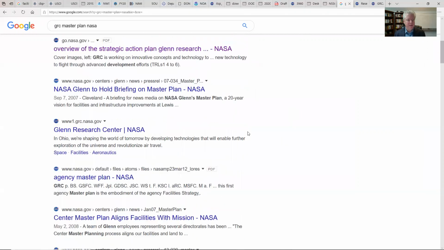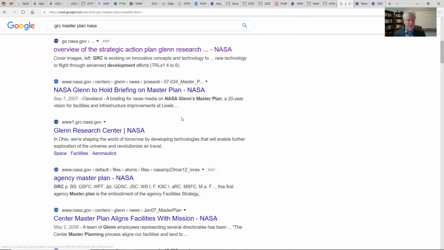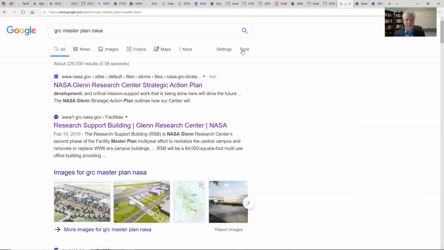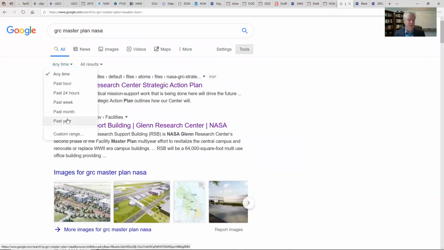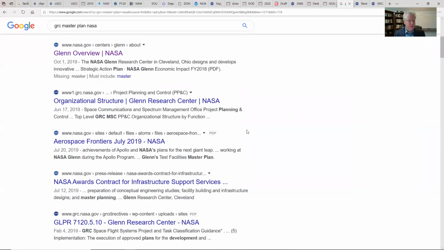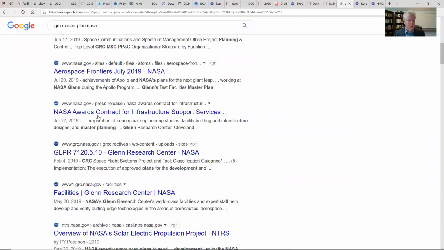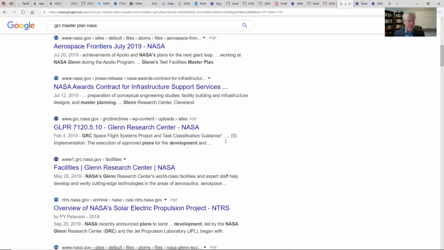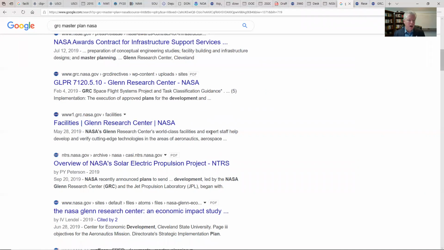So a lot of this stuff, like I'm going in, this is a little old, 2007, right? So I got to come up here and just change this so that it's the last year. I'm not really seeing their master plan pop out. Infrastructure support services, that's a big one for people to get in. So I'll dig a little bit more.